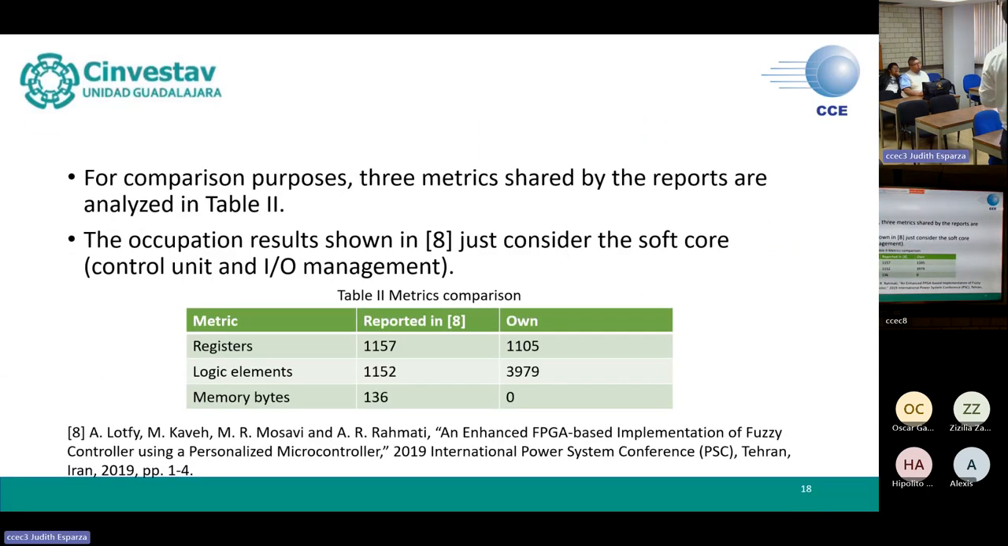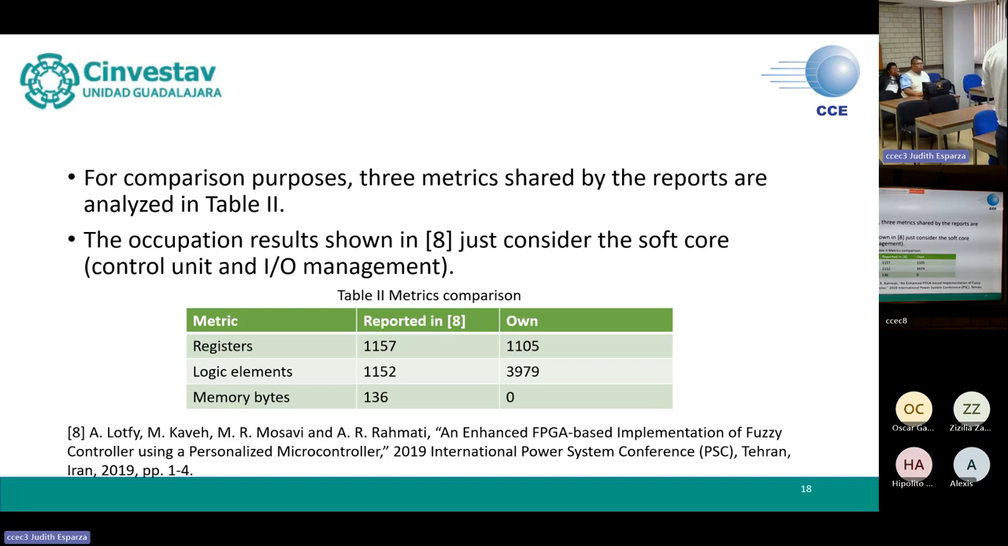For comparison purposes, three metrics shared by the reports are analyzed in Table 2. The occupation results shown in 8 just consider the subcore. They just consider the control unit and the IO management. And the metrics are registers, logic elements, and memory bytes.